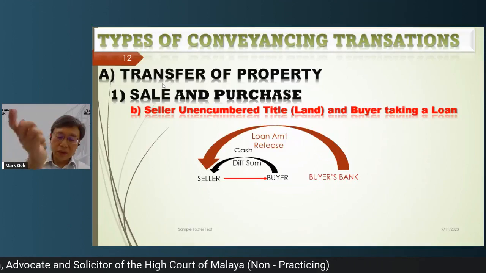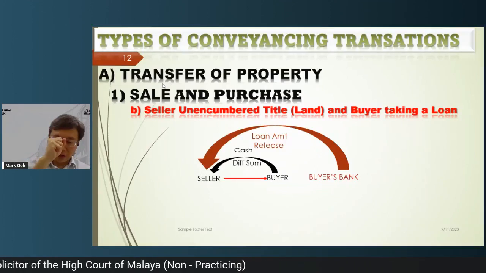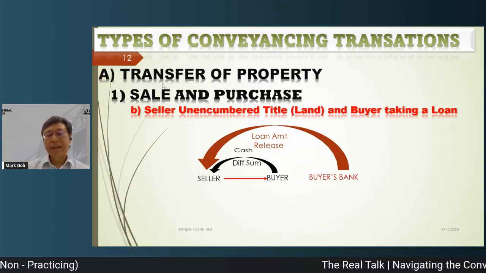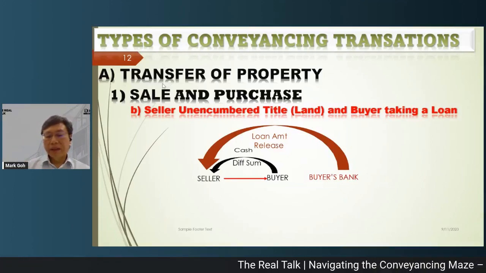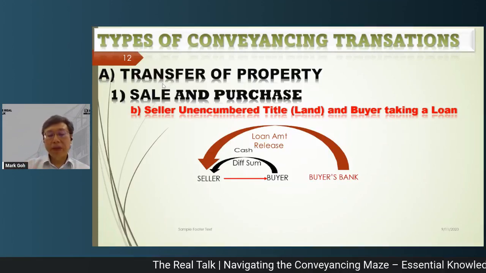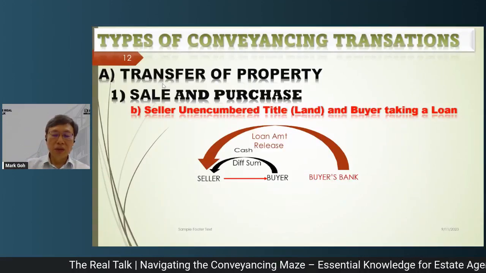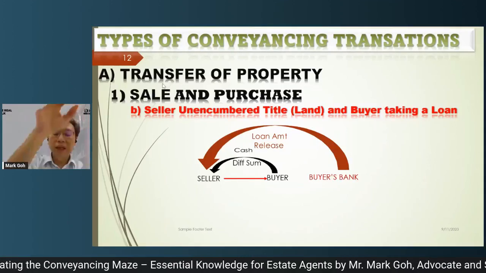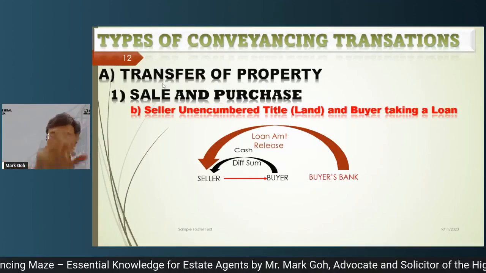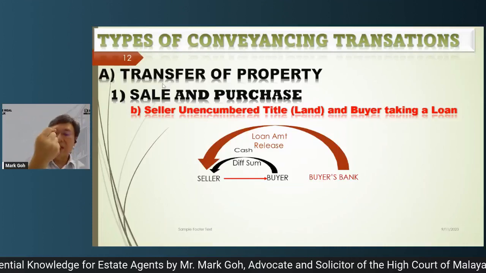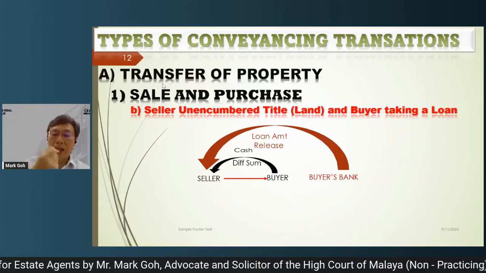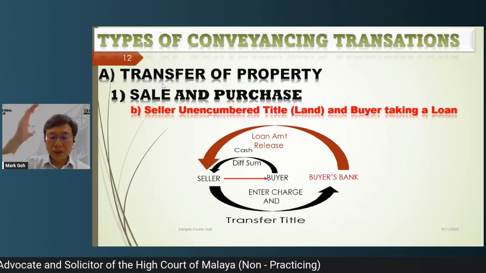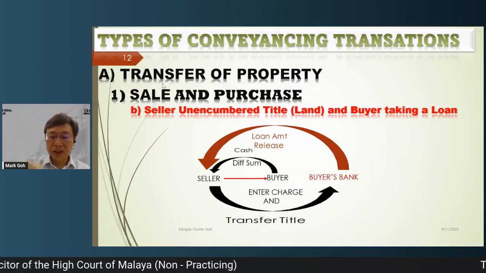So 20,000 must be paid first. Seller's lawyer holds on to it, informs the buyer's bank. Tell the bank, hello, buyer already paid the differential sum. You may now release the loan amount. Buyer's bank releases the loan amount. Seller's lawyer holds on. Now the seller's lawyer has the whole 100% cash. He will then transfer the title.